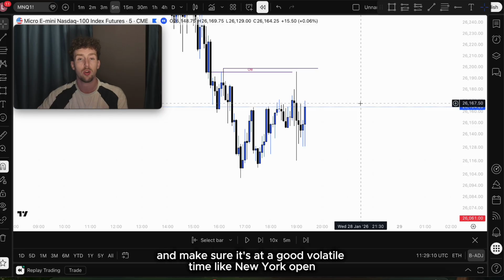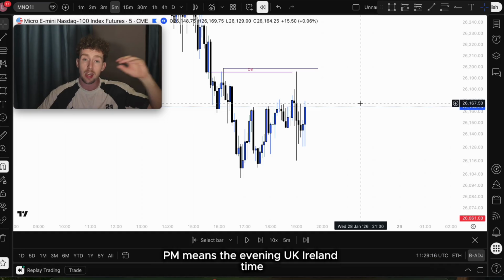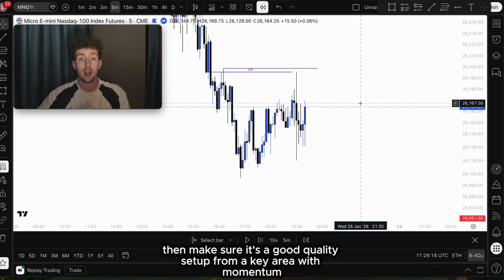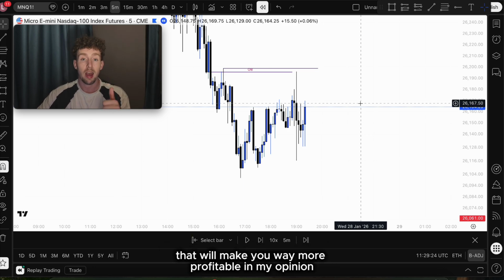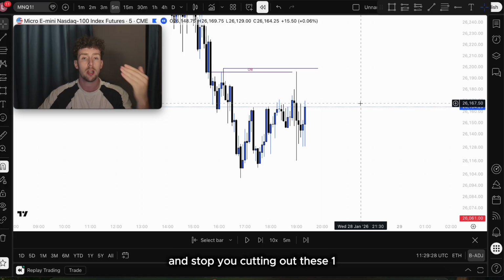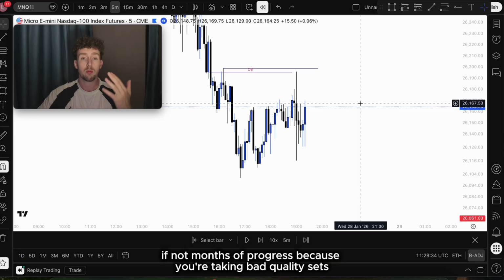and make sure it's at a good volatile time like New York Open, or if you're taking a PM session trade, PM means the evening UK Ireland time, then make sure it's a good quality setup from a key area with momentum, and avoid taking trades like this. That will make you way more profitable, in my opinion, and stop you cutting out these 1, 2 hour losses in day. They're going to set you back weeks, if not months of progress, because you're taking bad quality setups.